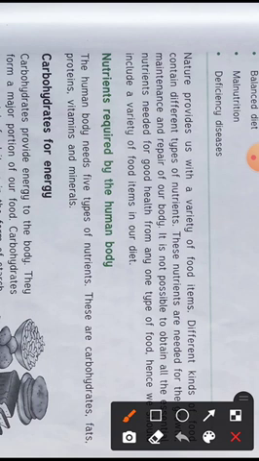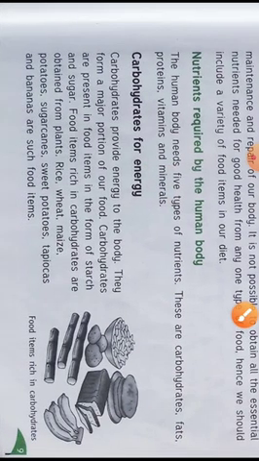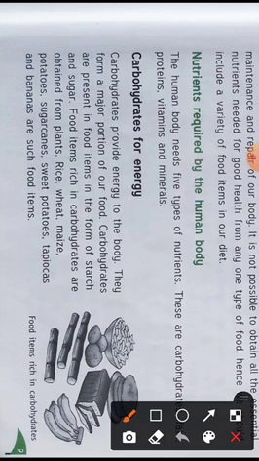Now let us see the nutrients required by the human body. So what are the nutrients that the human body needs? The human body needs 5 types of nutrients. These are carbohydrates, fats, protein, vitamins and minerals. These are the 5 main types of nutrients. Now let us see what carbohydrates are and what they do for us in our body.